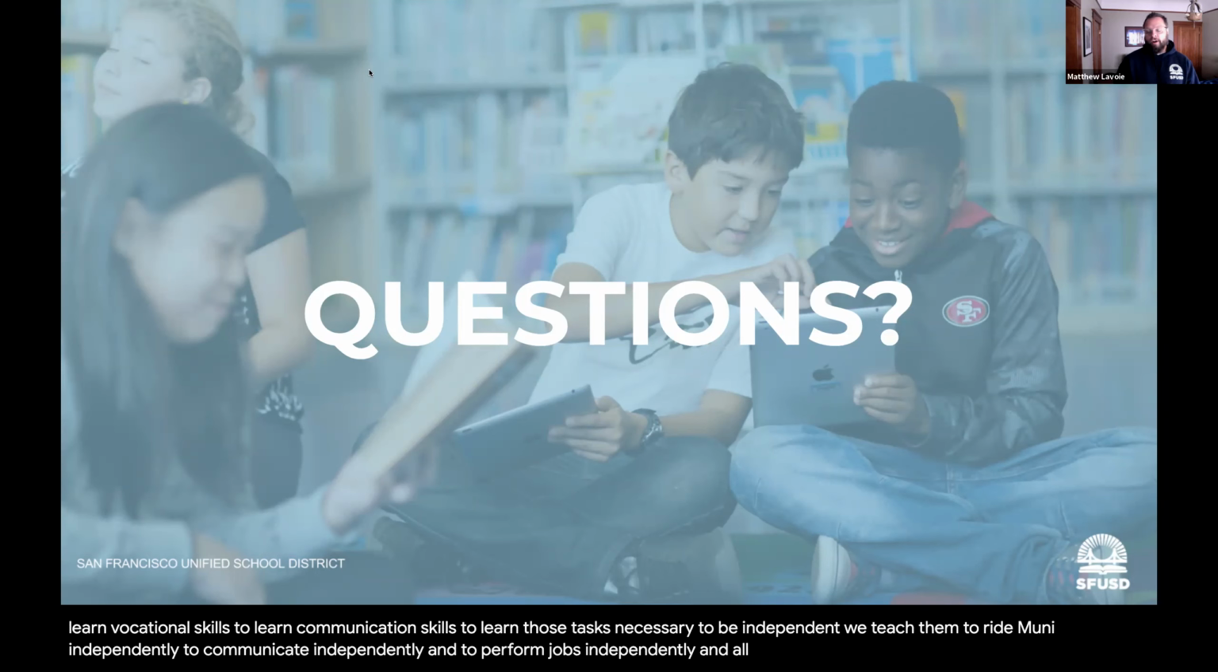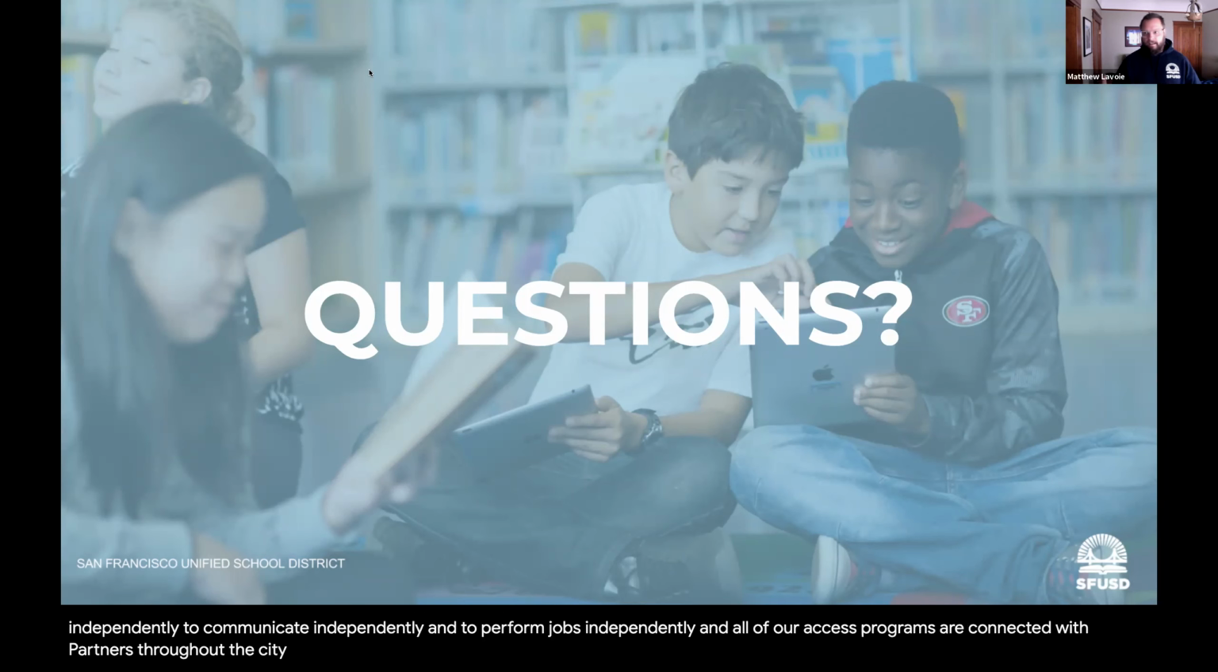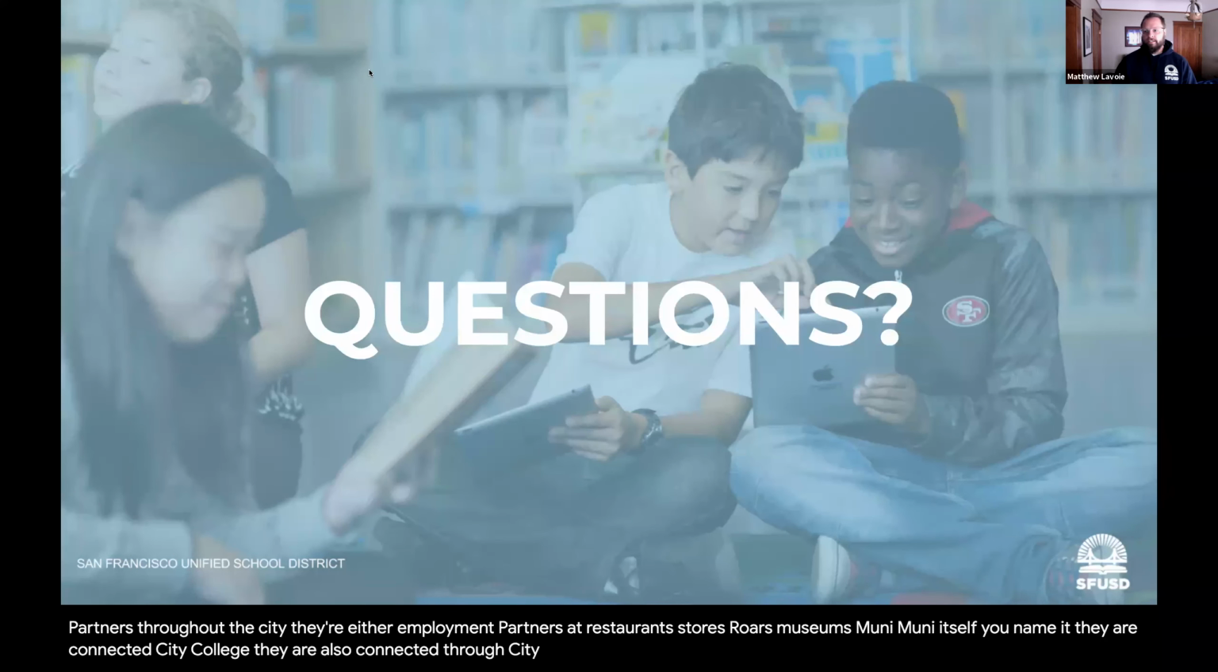And all of our access programs are connected with partners throughout the city. They're either employment partners at restaurants, stores, museums, Muni itself, you name it. They are connected through City College as well.